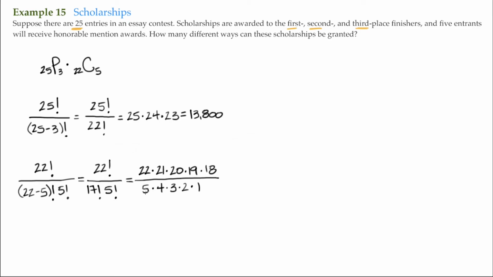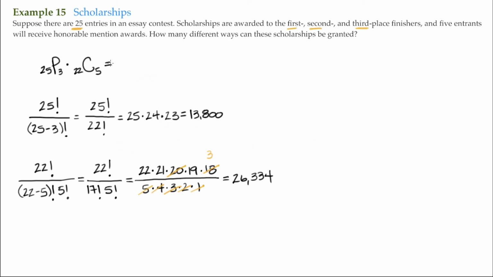So we can see right here, 5 times 4, that's 20. And then I've got 3 times 2 times 1, that's 6. And 6 goes into 18 3 times. So then we have 22 times 21 times 19 times 3. That's 26,334.